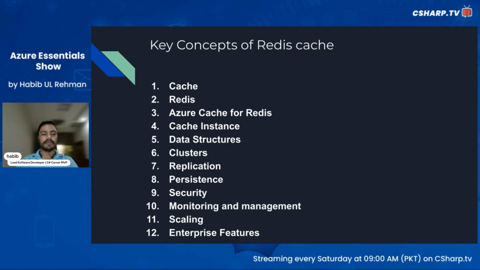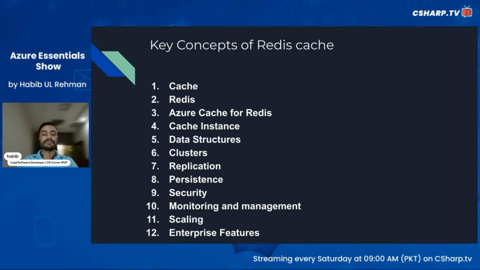So here are the key concepts of Redis cache. First of all, what is cache? A cache is a temporary storage layer that holds a subset of data, typically in memory, to speed up data retrieval and reduce the load on backend data stores for a short limit of time. The main purpose of cache is to improve the performance of your application by enabling faster access to frequently accessed data.